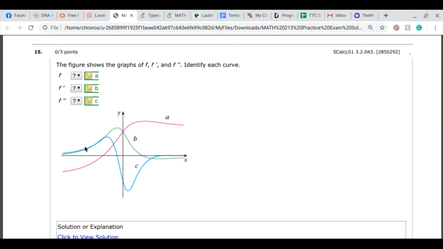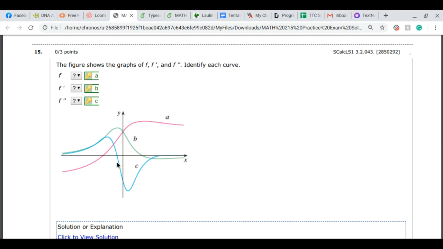Let's see, C could be f prime though. Let's say we chose B as our f. C, this blue curve, could be f prime because yes, it's positive. It hits zero here, positive, reaches a peak, hits zero where this has a hill. And then, okay, yeah, a minimum, and then goes back to zero where it evens out. Yes, okay, so C is indeed the derivative of the graph. The C curve is the derivative of the B curve. That's actually true.